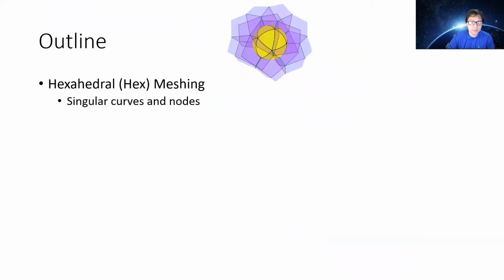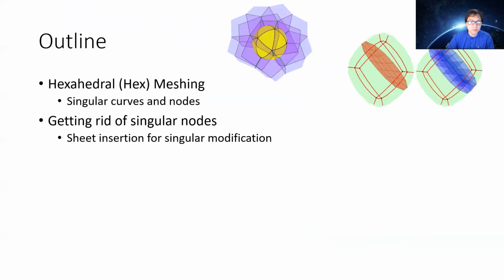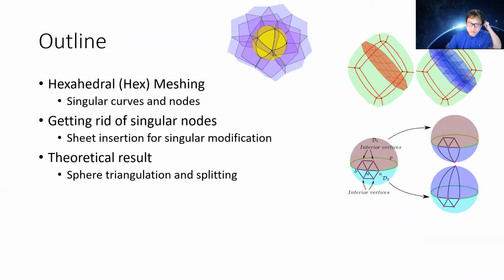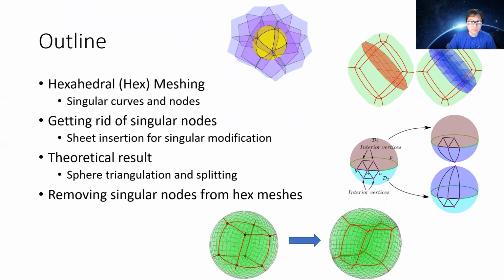First, we'll give a quick recap of hexahedral meshes, what they are, what they're used for, and define the interesting topological features within them, like singular curves and nodes. Then we'll discuss modifications of their topology by which singular nodes can be removed or decomposed into curves, leading to our main theoretical result that all singular nodes are at least locally decomposable. We'll demonstrate our method on a variety of meshes, thereby improving their quality, and finally conclude with some takeaways.